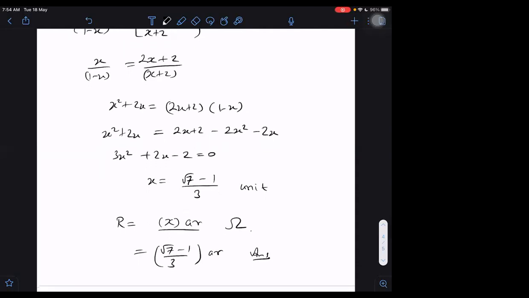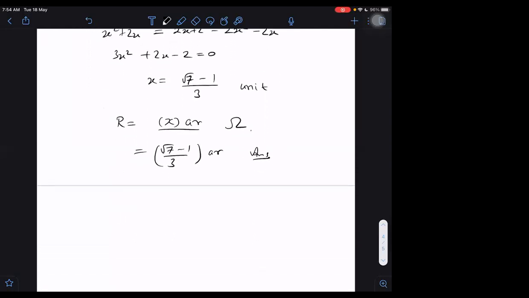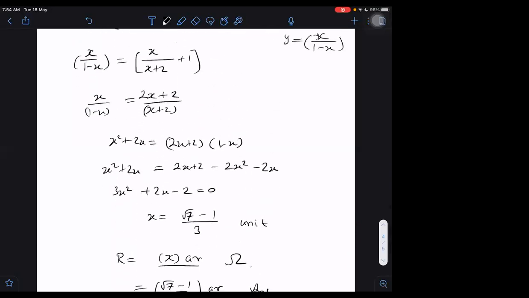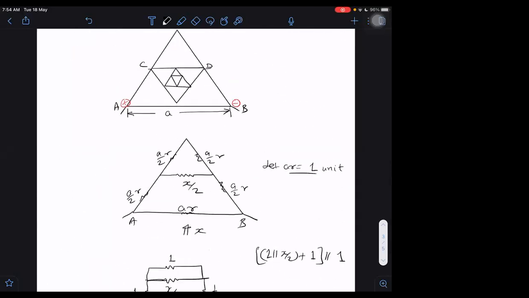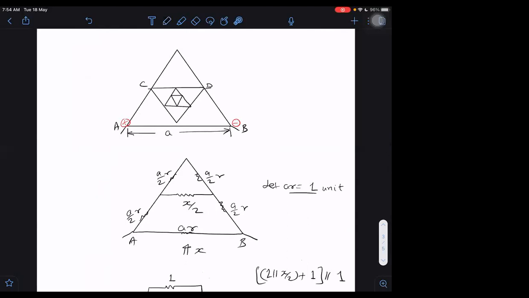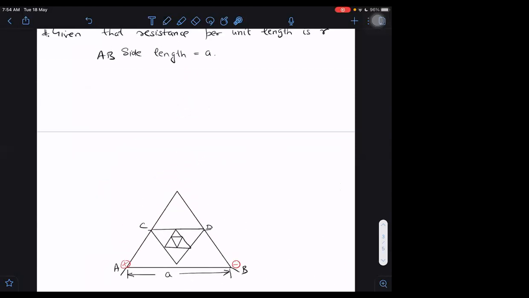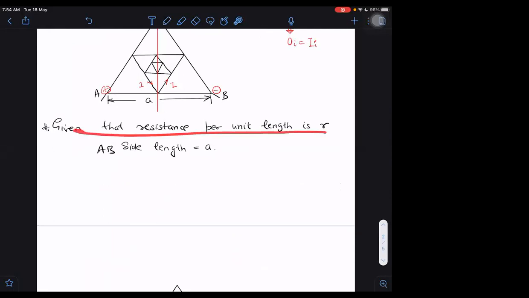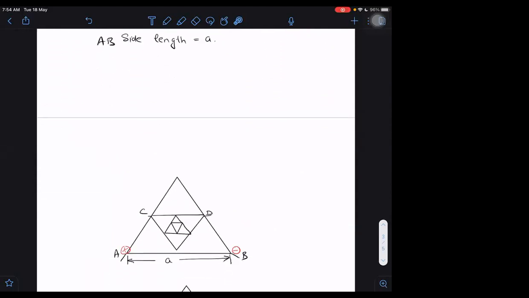You got this point? How is it x by 2? Resistance side lengths are half. Why would it be something else? This is A. If I reduce the triangle size, if I use the size of every side to be half of this, then obviously that particular piece will have half the resistance, because it was given in the question itself that resistance per unit length is equal to R. As the side length gets reduced, the resistance also gets reduced.